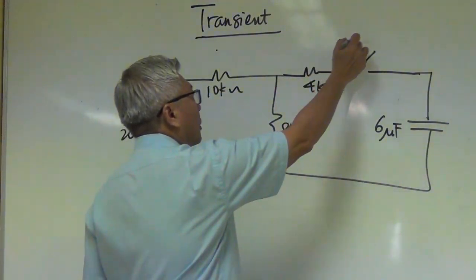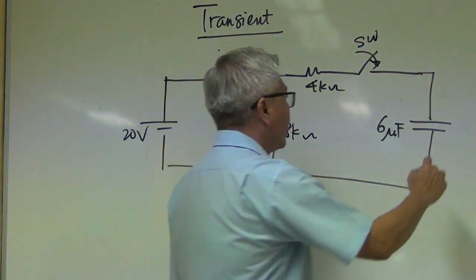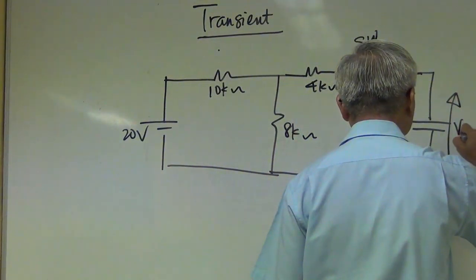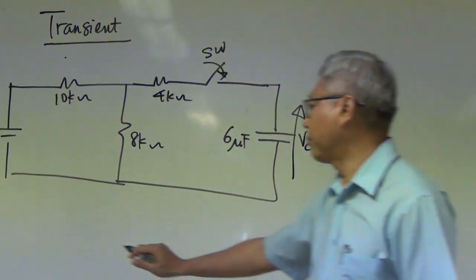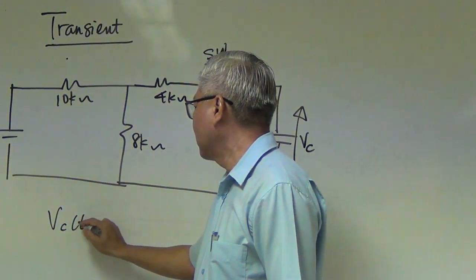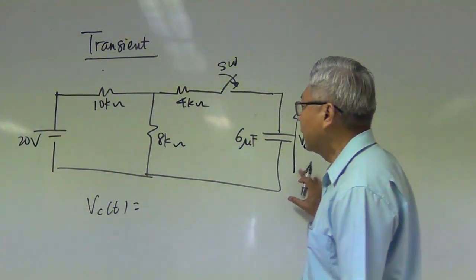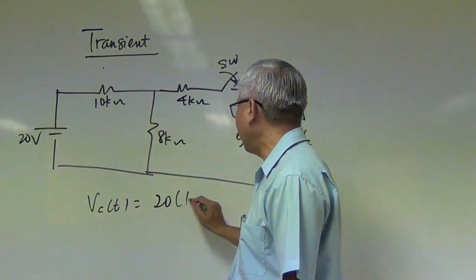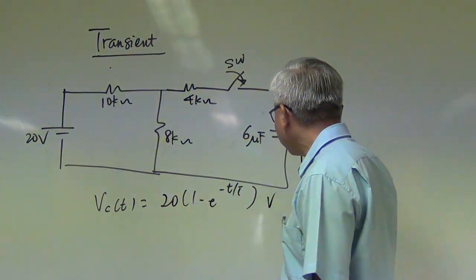Okay, and this is the switch, and I'm going to throw the switch at 0 second. And this is VC. And I ask you to give me an expression of the VC, voltage across the capacitor. And you say, okay, it's increasing, this is being charged. Then you write 20 times 1 minus e to the minus t over time constant, right? Now the answer is wrong.